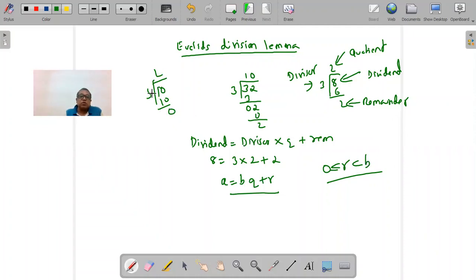So this remainder will always be less than this. It cannot be more than this. You try out any division. Any division if you try, 3 to the 6, remainder is 1. This will be 0 or more than 0, but it will be definitely less than the divisor. It cannot be equal to the divisor. It cannot be more than the divisor. So that is why we get this r greater than or equal to 0 and less than b.